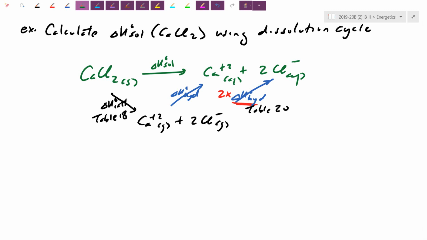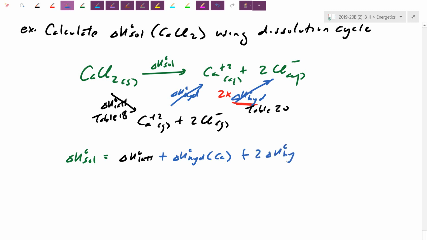So let me just write that one last statement for you here. For the solution enthalpy of CaCl2, you would follow the lattice arrow as is. You would add up the hydration arrow for calcium, and then you would add up twice the hydration for chlorine. All right? So keep practicing through your questions.